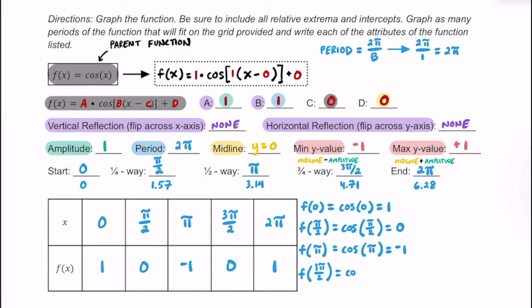So cosine of 3 pi over 2. Again, cosine is going to be that x value, right? So at that 270 degrees, the x value is 0, so that's going to be 0 as well, okay?